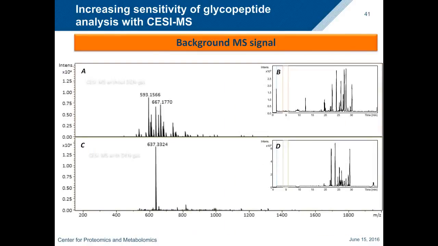And as a first result, in panel A you see the CESI MS without DAN-gas, and in panel C you see the one with DAN-gas. And what you can easily see, so this is just the background. And if you're looking at the background, we had an overall lower background. And you can maybe imagine that this can really enhance your signal-to-noise ratio.